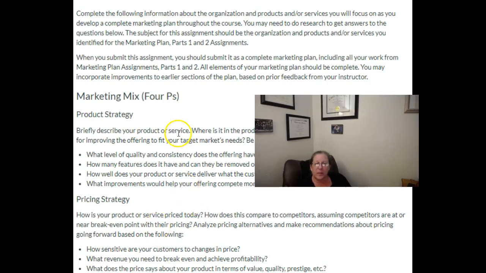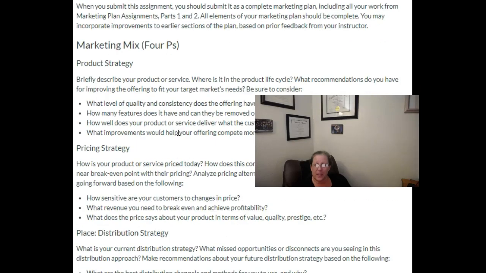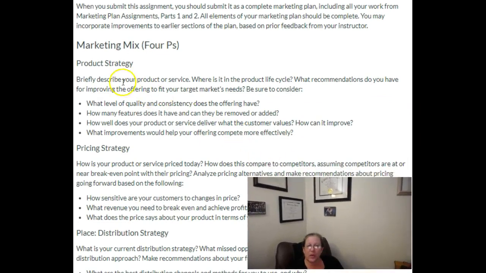And then you're going to complete the marketing plan template. In this section, you're going to start with the marketing mix, the 4 Ps. Much of this work has already been done in the discussion. You just need to copy and paste and make any changes that you want to make. So you start with the product strategy.